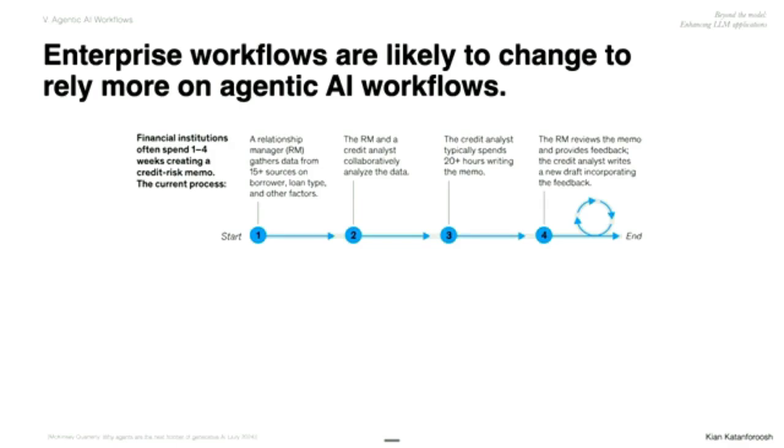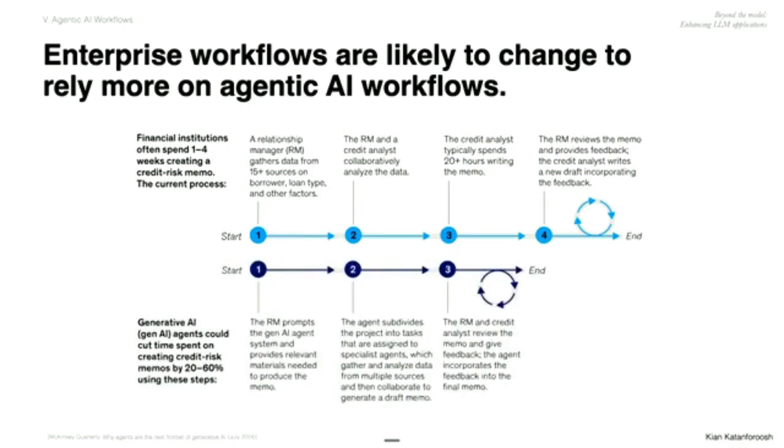They then ran a research study where they changed the process. They said Gen AI agents could actually cut time by 20 to 60% on credit risk memos. And the process changes so that the relationship manager directly works with the Gen AI agent system, and provides the relevant materials needed to produce the memo. The agent subdivides the project into tasks that are assigned to specialist agents, gathers and analyzes the data from multiple sources, and drafts a memo. Then the relationship manager and the credit analyst sit down together, review the memo, give feedback to the agent, and within 20 to 60% less time, are done.